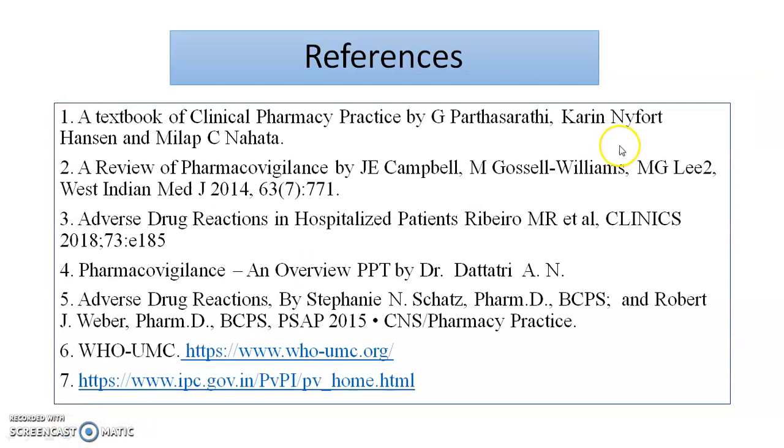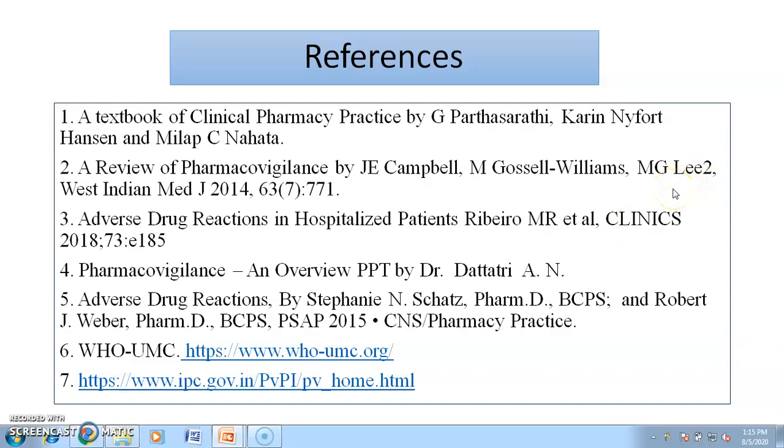These are some of the references I have used for the presentation. Textbook of Clinical Pharmacy Practice by G. Parthasarathy. Review of Pharmacovigilance by G.E. Campbell. Adverse drug reaction in hospitalized patients, a paper by Rebrio M.R. et al. Pharmacovigilance: an overview by Dr. Dattatreyan, and Adverse drug reaction by Steffi and Saget.